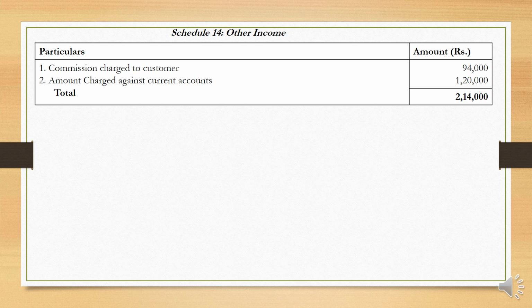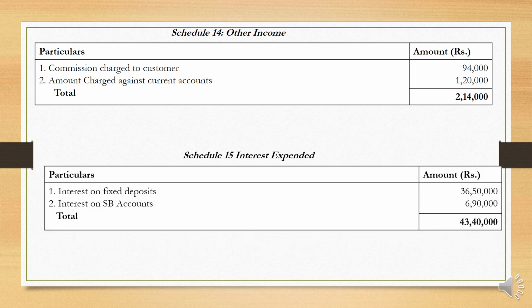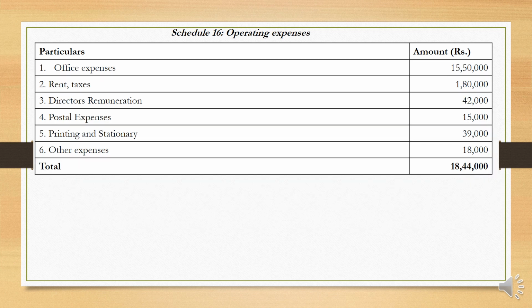Schedule number 14, other income. So here we have commission charged to customers 94,000 and amount charged against current account, it is 1,20,000, so total 2,14,000. Next, schedule number 15, so interest expended. So here we have interest on fixed deposits and interest on SB account, so total 43,40,000. Then schedule number 16, the last one. So here these are the expenses: office expenses, rent and taxes, directors remuneration, postal expenses, printing and stationery and other expenses. So total operating expenses 18,44,000.